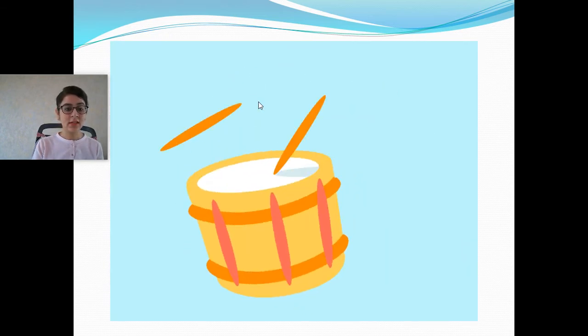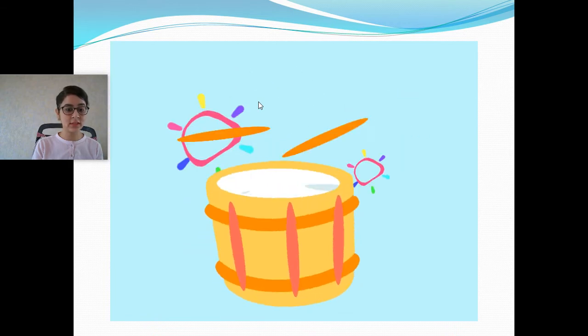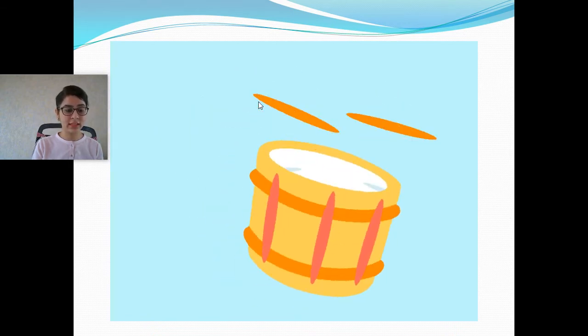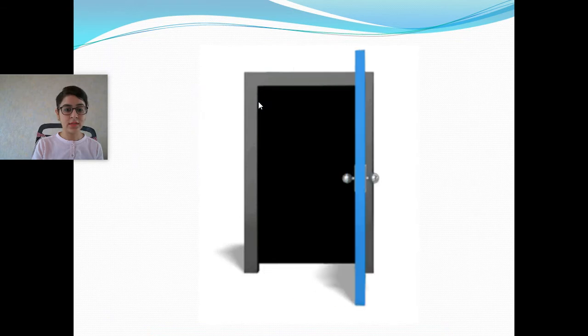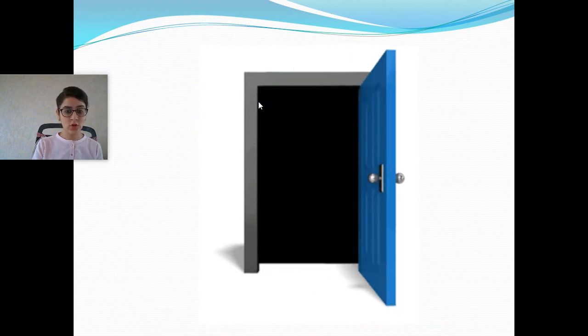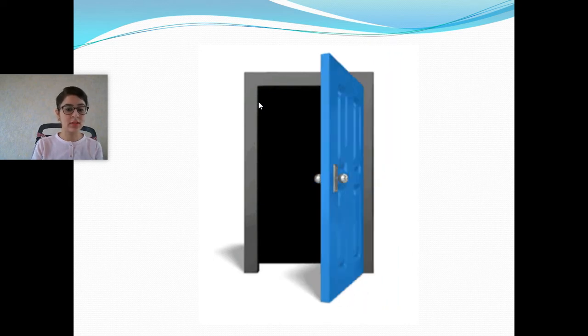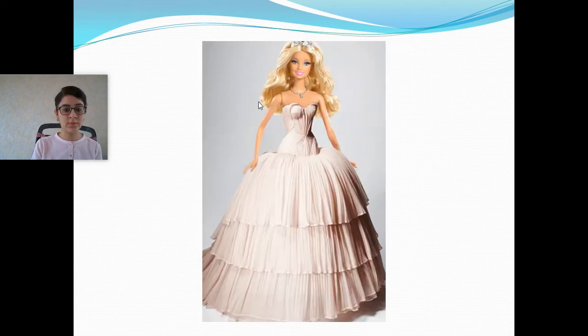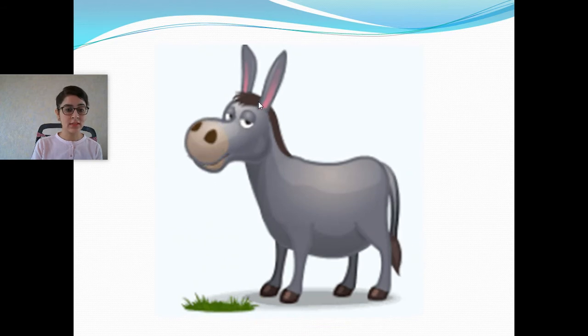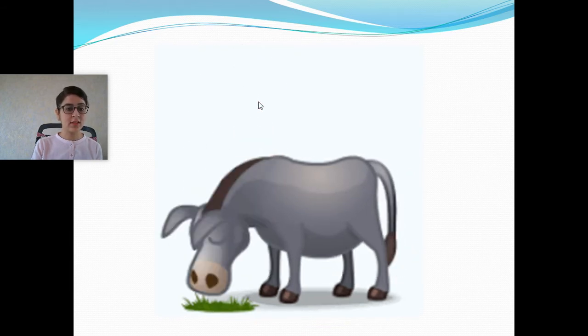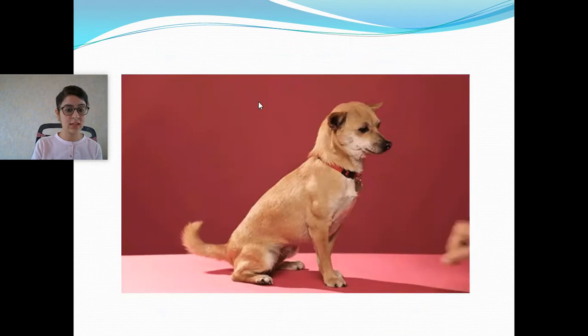D the drum. This is D the drum. D the door. See the way the door is getting open and closed. D the door. D the doll. D the donkey.